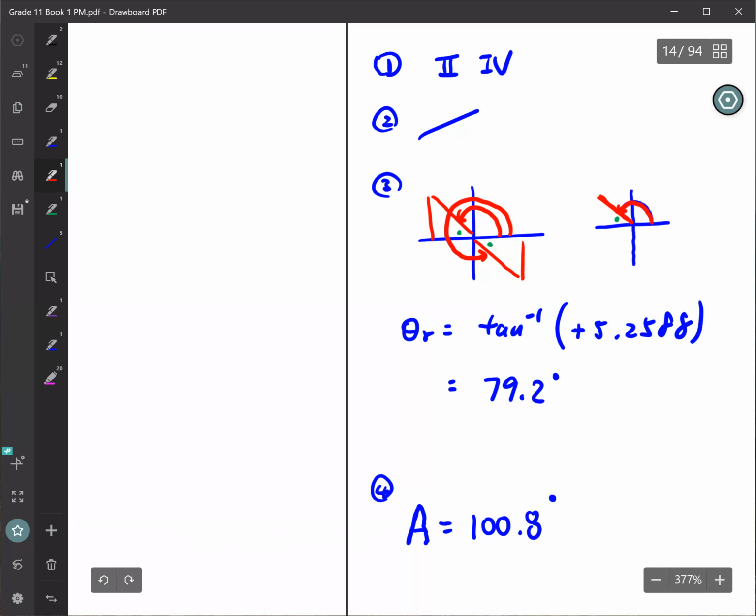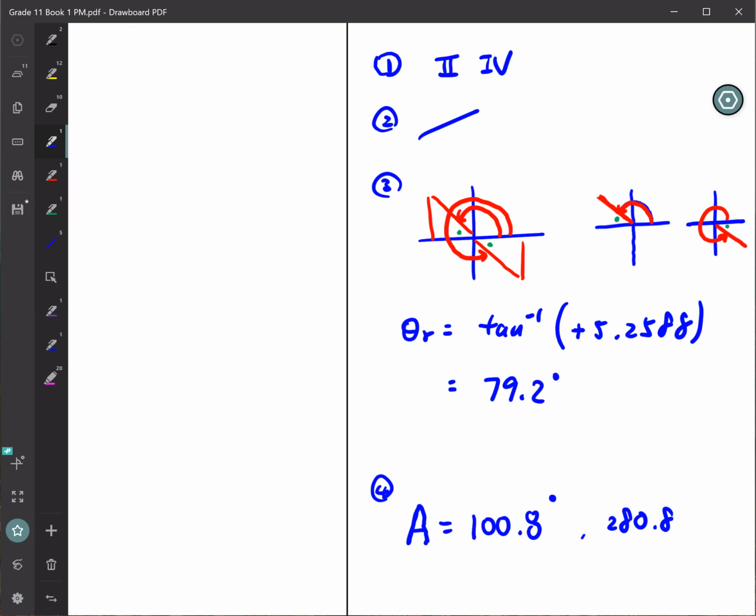Okay, now if you want to get the second one, then you need to look at the fourth quadrant. So you need to turn all the way to there. How can we find that one? 360 minus 79.2. Yeah, very good. Let me know what you get. 280.8. Okay, let me check.